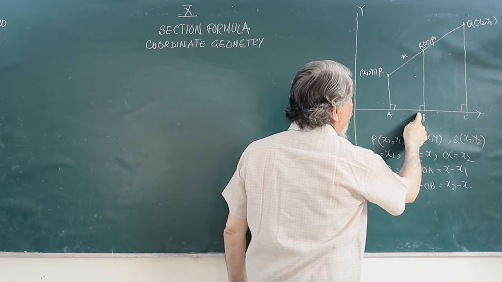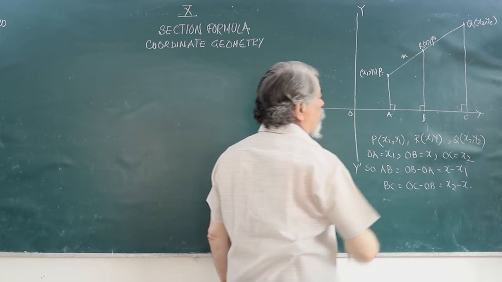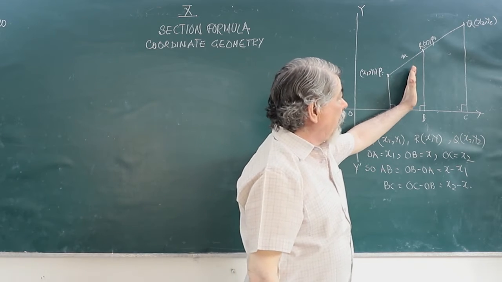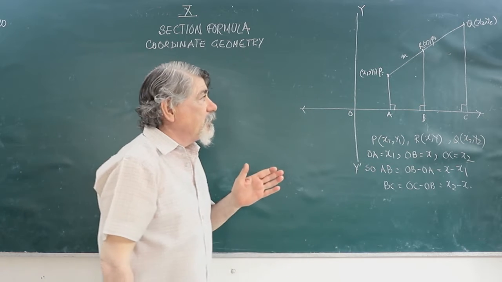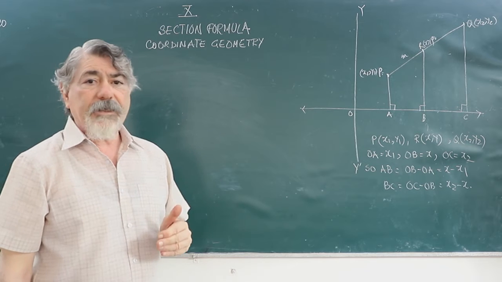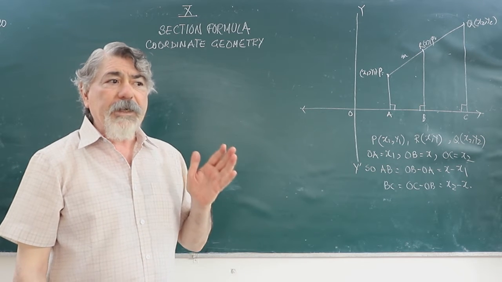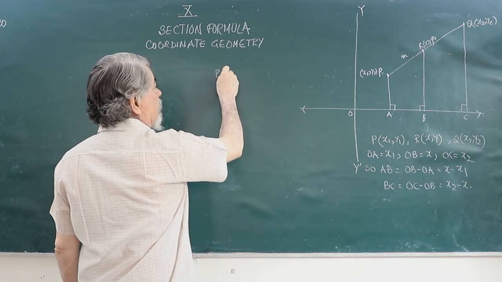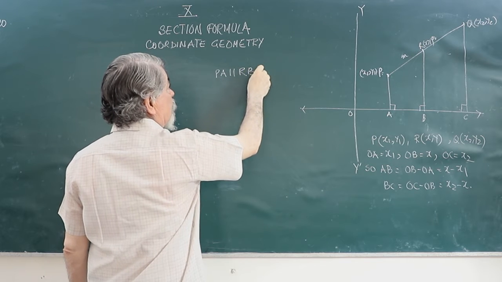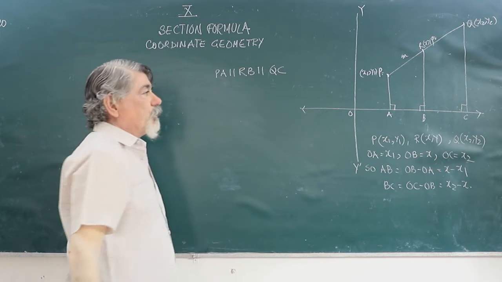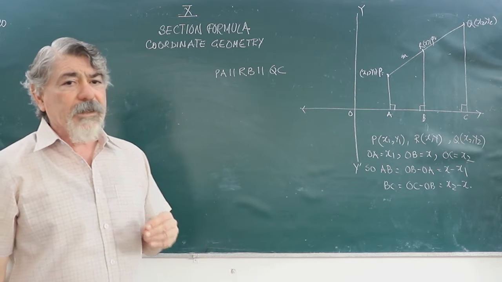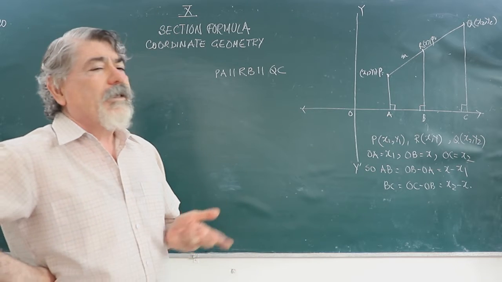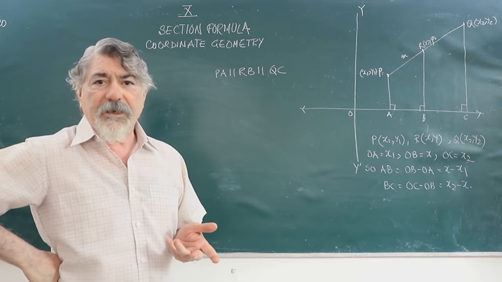Let the coordinates of R be x, y. That means OB will be x. I dropped a perpendicular from R to the x-axis. Now PA, RB and QC are perpendiculars from points P, R and Q on the x-axis. They are perpendicular to the same line. That means PA is parallel to RB is parallel to QC. Why? Because all these lines are perpendicular to the same line, and if the lines make the same angle to the same line, then they are parallel to each other. That is the definition of parallel lines.